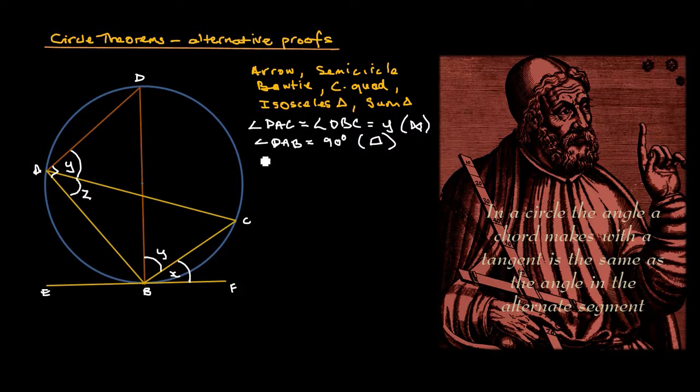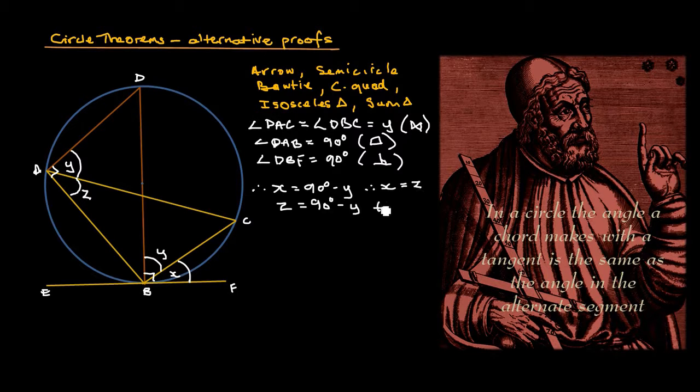Now, one further thing we can do is identify another right angle here. So angle DBF is also 90 degrees. The reason is the radius tangent relationship. The radius will always meet the tangent at 90 degrees. Now with these three ideas, we've got enough. You can see algebraically, we've got enough now to prove what we set out to prove, which is that x equals z. So we'll write, therefore x equals 90 degrees minus y, and z equals 90 degrees minus y, therefore x equals z, which was to be shown.